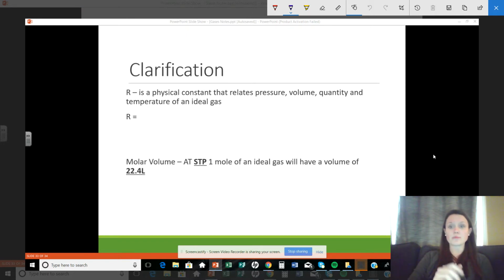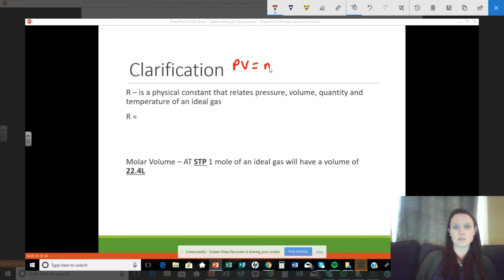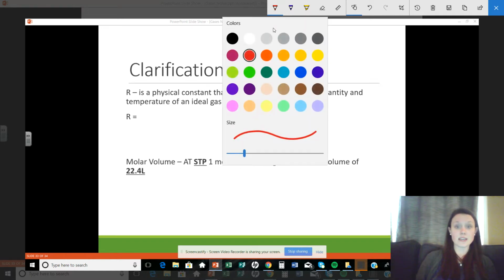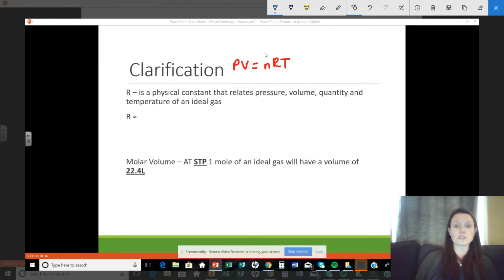First, let's talk about R. R is a physical constant that has been calculated that we use in the ideal gas law. The ideal gas law is PV = nRT, where P is your pressure, V is your volume, n is your quantity, R is that gas constant, and then T is your temperature.